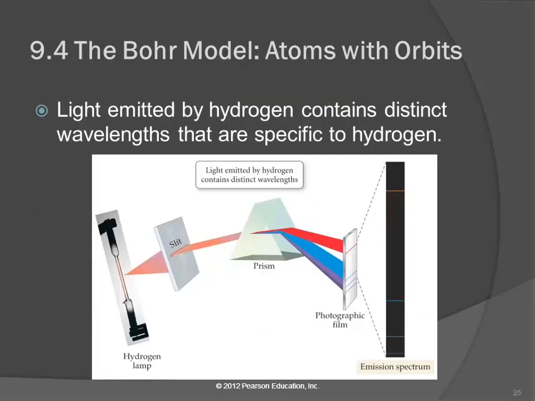If we take the light from, say, that hydrogen lamp, and do the same thing that we did with the incandescent light bulb earlier, pass it through a slit and then through a prism, instead of giving us a spectrum, a continuous rainbow, we get lines. We get 4 different lines, and in between is nothing.